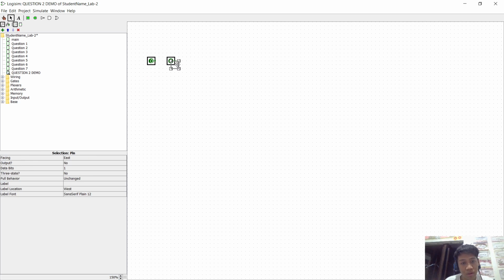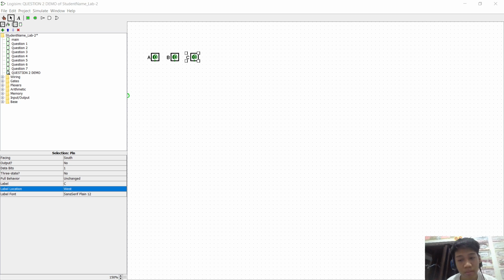In this question two, we only have three inputs, which will be labeled as A, B, and C. This will be facing south, and we will be labeling it as A, B, and C. In the previous video, we also did the SOP, but this time we will be using the NOR gates.